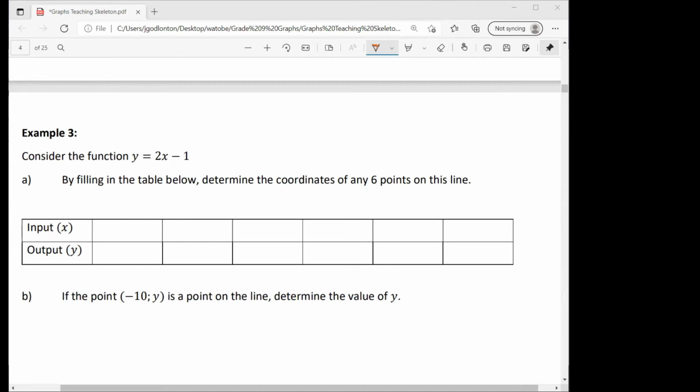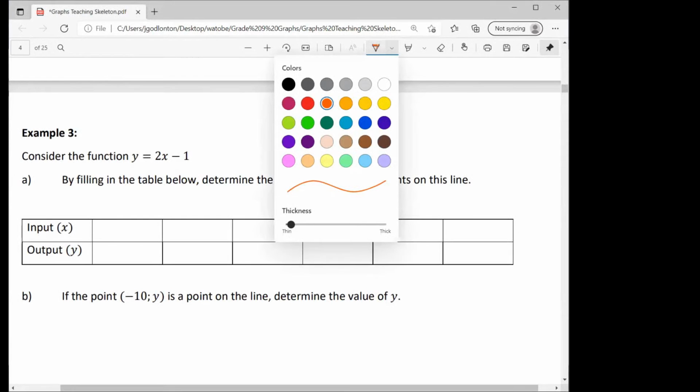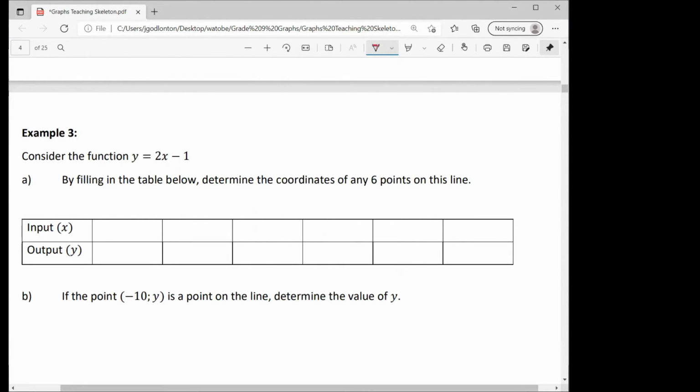And remember, if you make mistakes, that is absolutely fine. That is the whole point of maths. You make mistakes until you don't make mistakes anymore.